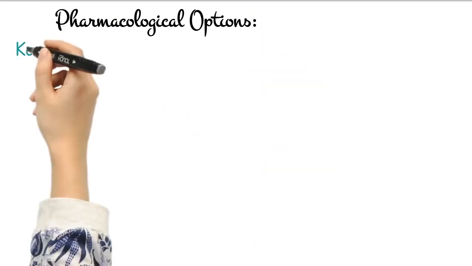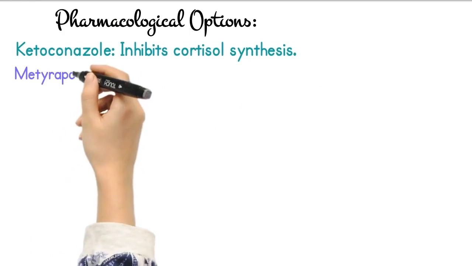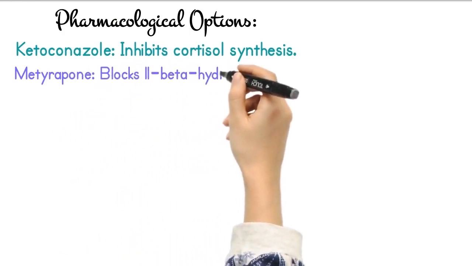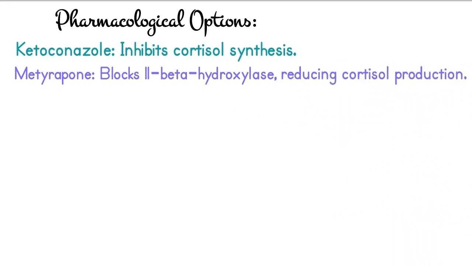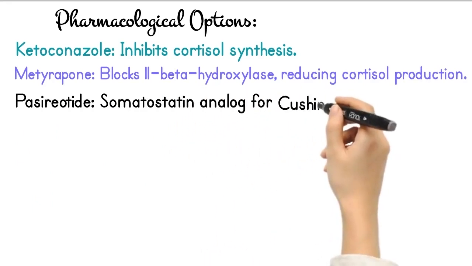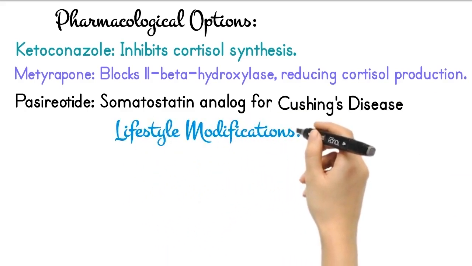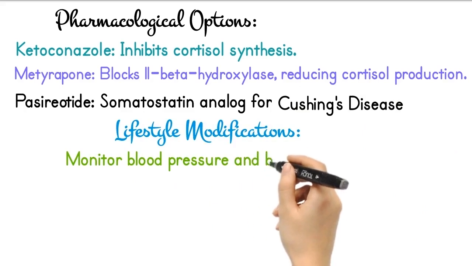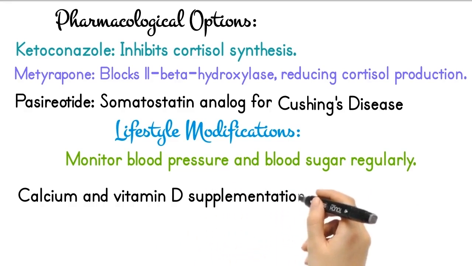Pharmacological options. Ketoconazole, inhibits cortisol synthesis. Metirapone, blocks 11-beta-hydroxylase, reducing cortisol production. Pasireotide, somatostatin analog for Cushing's disease. Lifestyle modifications. Monitor blood pressure and blood sugar regularly. Calcium and vitamin D supplementation for bone health.